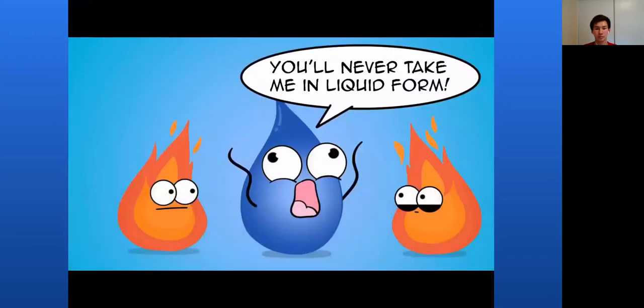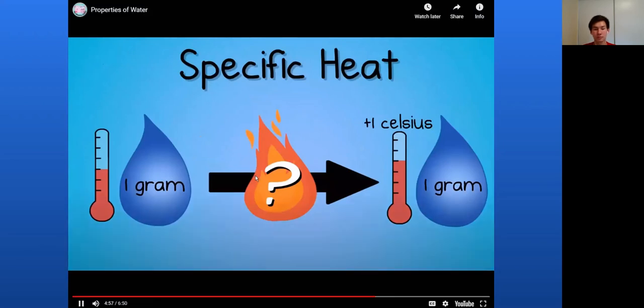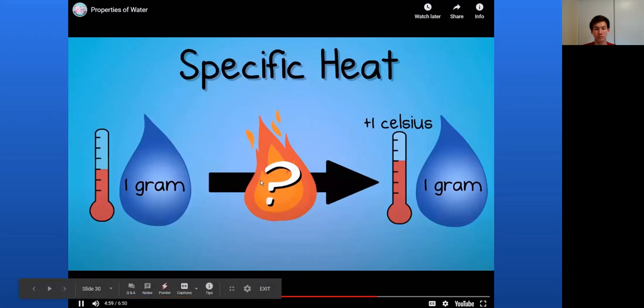Speaking of temperature, water resists changing its temperature. It has what's called a high specific heat. Specific heat is a measurement of heat that needs to be absorbed or lost for 1 gram of a substance to change its temperature by 1 degree.